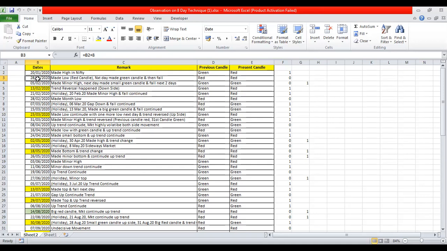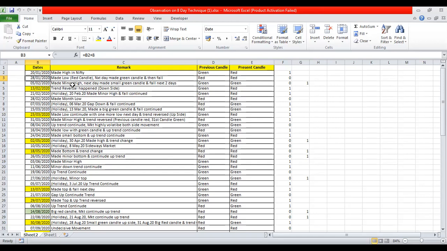Now, what we have analyzed here is that on 28th, the present candle is red. The prior candle was also red. So it has not worked for me. But this file says that it makes a green candle the next day and then falls. Fine. So if I take plus 1 day into consideration, this has worked for me.